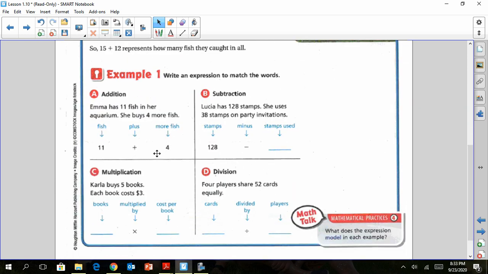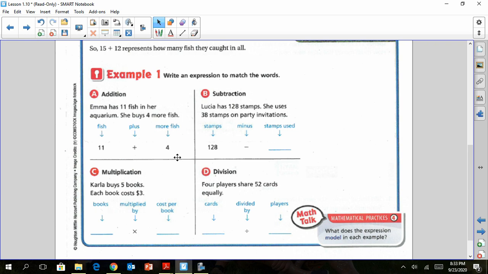An addition problem example here would be Emma has 11 fish in her aquarium and she buys 4 more. Because she is putting 4 more into the aquarium, she's adding that to it. Okay, so she buys 4 more, which means she's going to receive, she's going to add 4. So it's 11 plus 4 would be the expression.